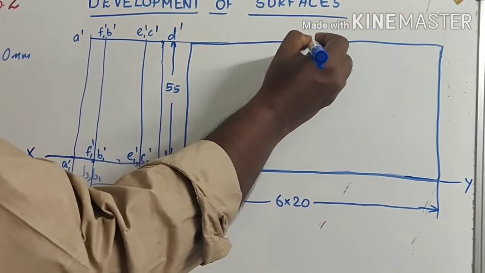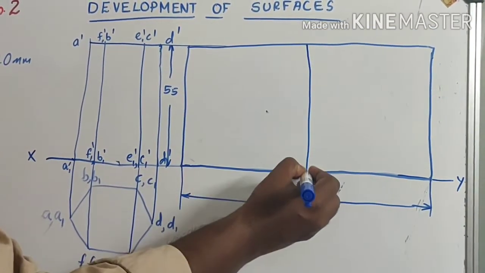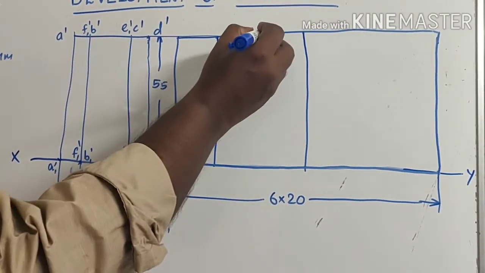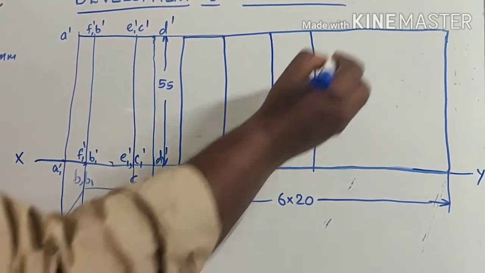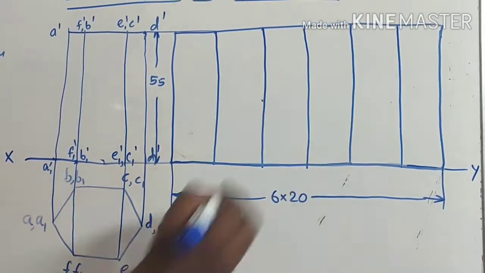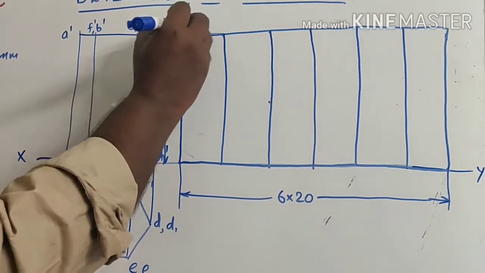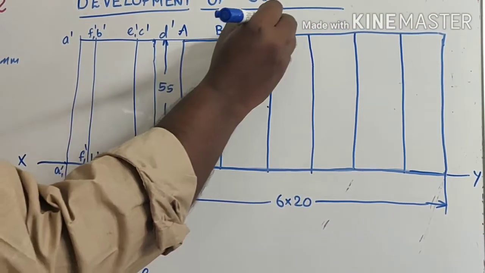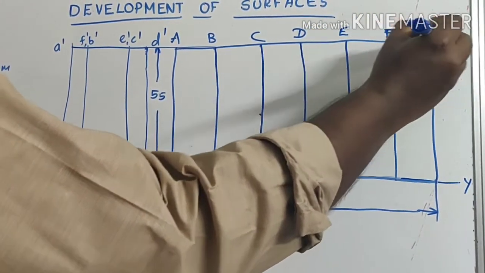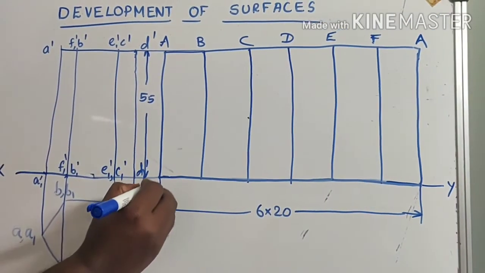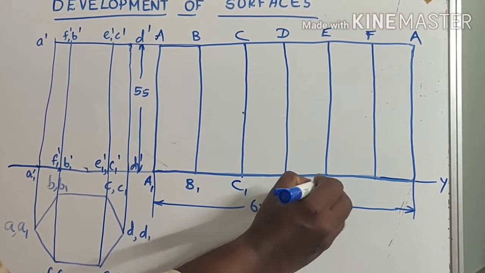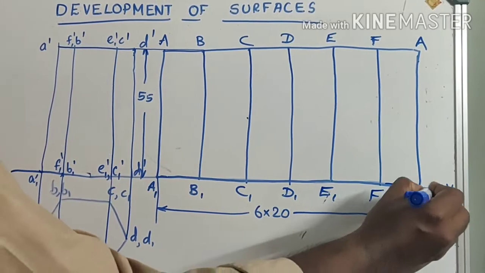As we know, we have to divide it into 6 equal parts. That is very simple. You already have 20 mm as the length, so each distance can be taken as 20, and you can divide it into 6 equal parts. Now we can name them A, B, C, D, E, F, and again A. Here it is A1, B1, C1, D1, E1, F1 and A1.